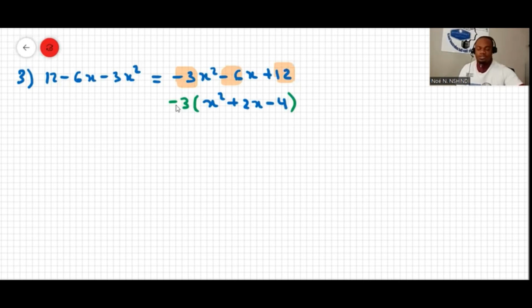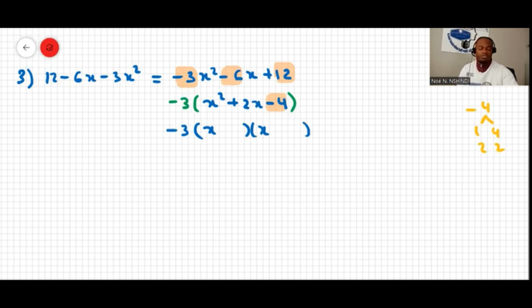If you're unsure, you can try -3 times that makes -3x squared, -3 times that makes -6x, -3 times -4 makes +12. Now, the last term is -4, so I can start listing the factors of 4. They are just 1 and 4, and then 2 and 2. Now that there is no coefficient in front of the x squared, we can just write -3, open bracket x close bracket, open bracket x close bracket.